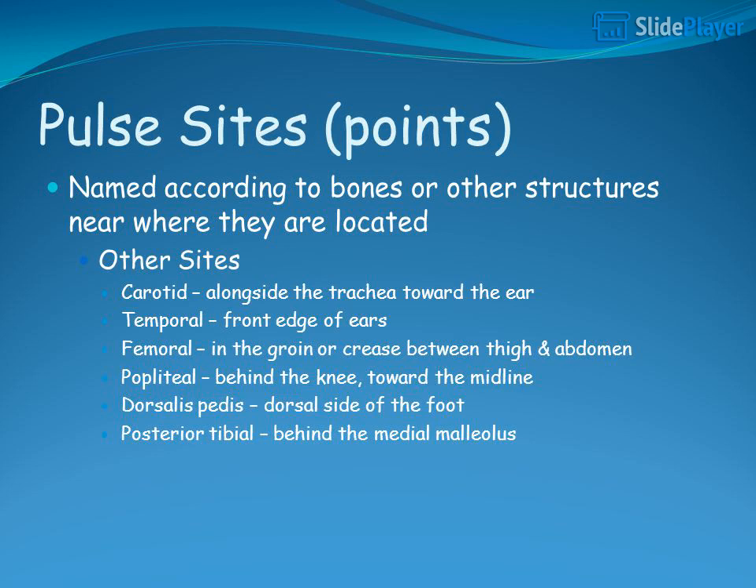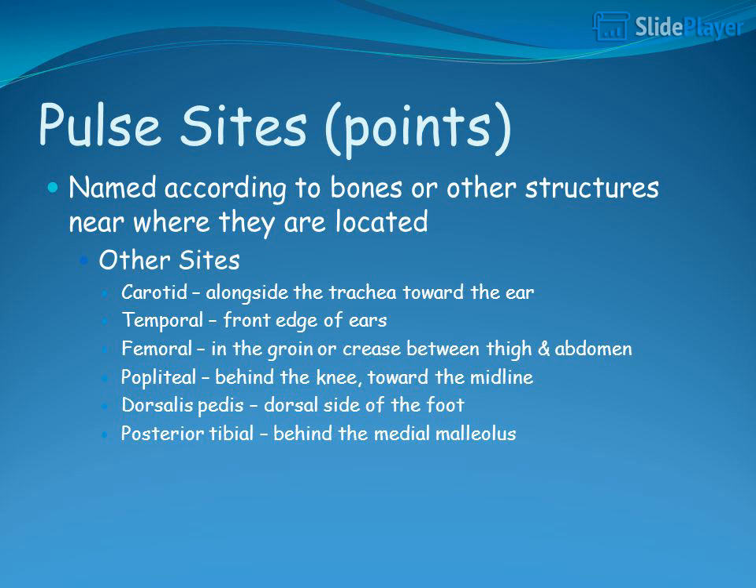Vital signs, Chapter 9. Pulse sites. Points are named according to bones or other structures near where they are located. Other sites: Carotid, alongside the trachea toward the ear. Temporal, front edge of ears. Femoral, in the groin or crease between thigh and abdomen. Popliteal, behind the knee, toward the midline. Dorsalis pedis, dorsal side of the foot. Posterior tibial, behind the medial malleolus.